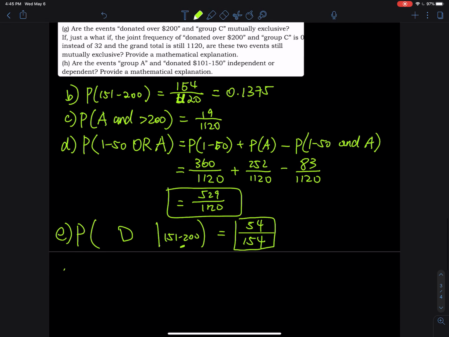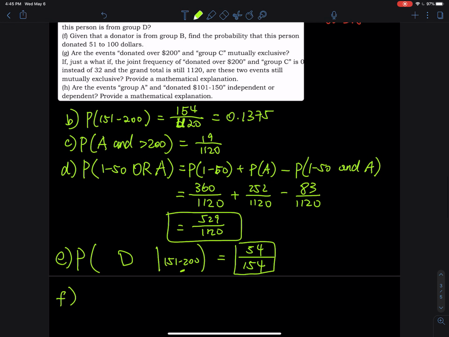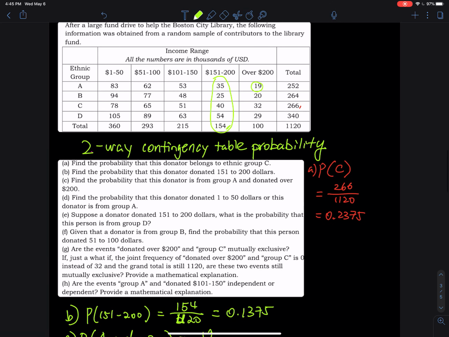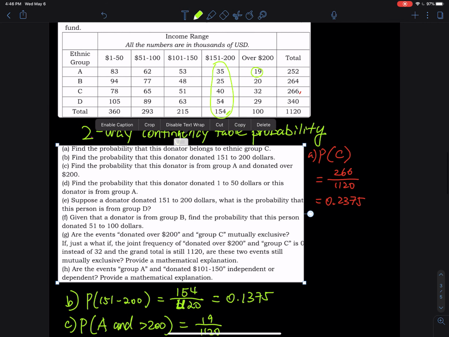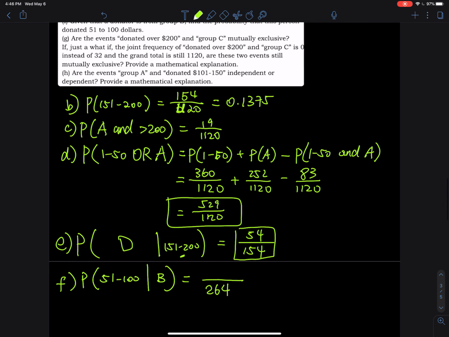And then part F, we have from group B, find the probability that this person donated 51 to 100 bucks, given that this person is from group B. So this strategy is look for the total number of group B, which is where? Total number of group B, that is all the way on the right, 264. So this is a 264. And then out of that, how many people donated 51 to $100? In the second row, that is 77. So right here, right? So that is 77 out of 264.